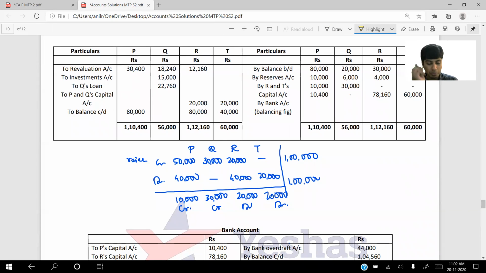We credit P and Q by 10,000 and 30,000. We debit R and T by 20,000. Okay, it's correct, isn't it? R 20,000 debit, T 20,000 debit, P 10,000 credit, Q 30,000 credit. Correct again. Sorry, I didn't see it correctly. I was in a little hurry. So R and T 20,000, 20,000, P and Q 10,000, 30,000. So goodwill adjustment done. Let us see the next thing.